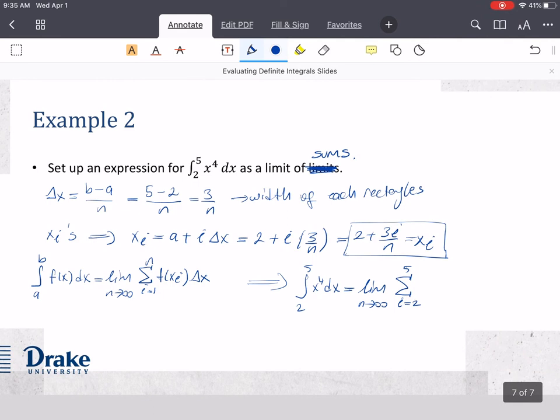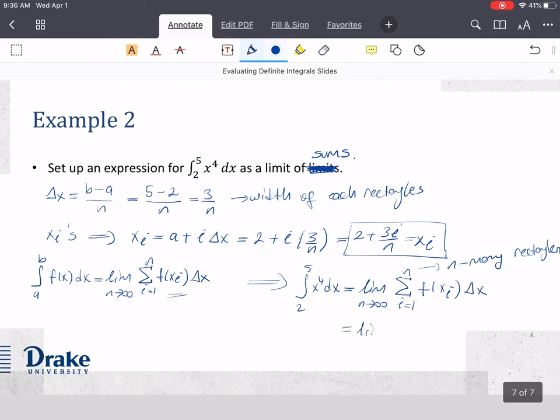Oh wait, that is not true, because we still have n many rectangles. We don't care about these boundaries, because we know that we have n many rectangles within 2 to 5. That's why we're going to have i equals 1 to n. And then we're going to say f of xi, like how we have here, times delta x. And then we're just going to replace those things.